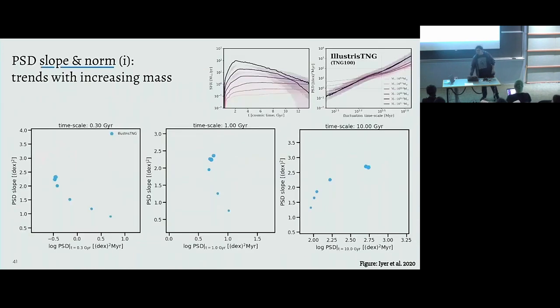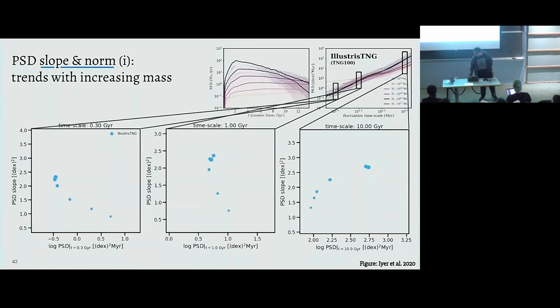So if you make a plot of one simulation, TNG, taking slices at different times, and look at the power spectrum slope versus normalization, you get these trends with increasing stellar mass. You can try to come up with some kind of physical theory for why this might be happening. As AGN feedback kicks in and quenches galaxies, maybe that's what's responsible for this trend, right? So that seems cool. This might be a promising way of using a simulation to connect physics to signatures in the PSD.